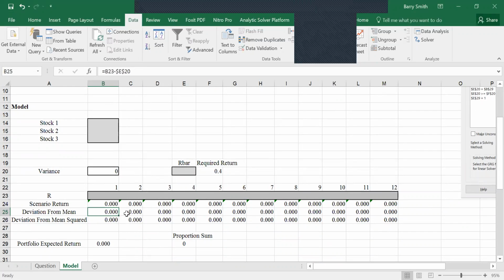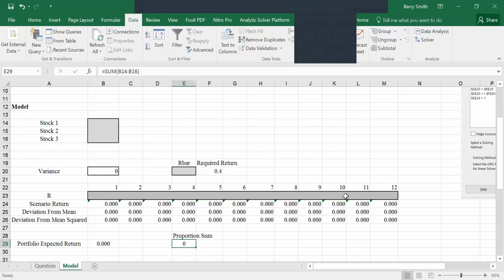And so that's going to be deviation from the mean, and that's the same thing through all of these. So we're just taking that minus that, and that's going to be the R deviation from the mean. And then we're going to do the deviation from the mean squared. So basically we're just going to square that value, square that value, square that value. Portfolio expected return is basically just going to be the average of the scenario returns. And our proportion sum is we're just going to take the sum of those values there.